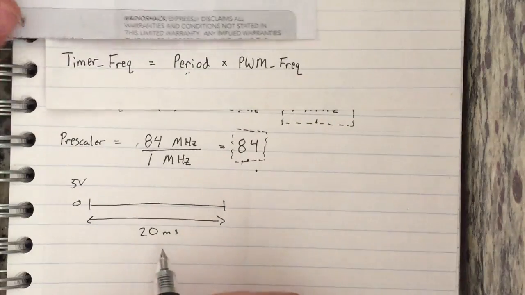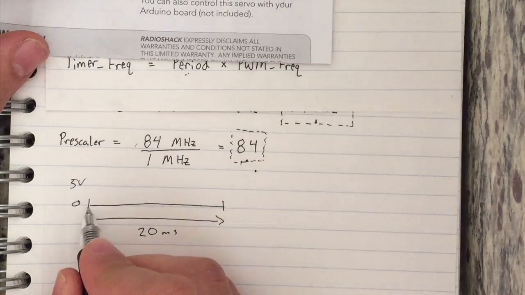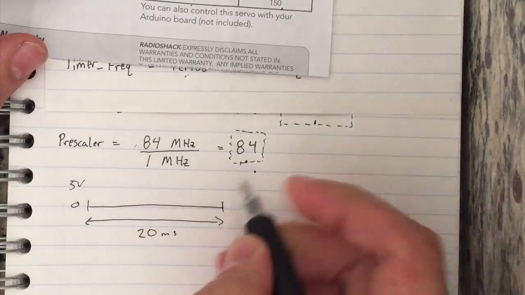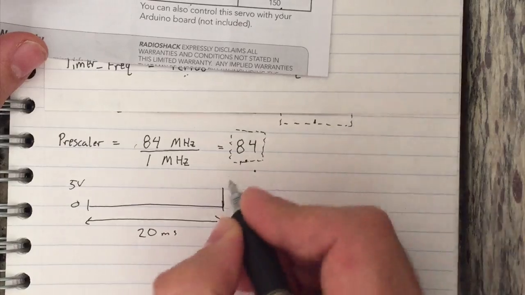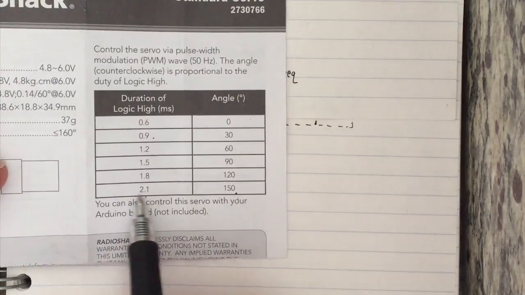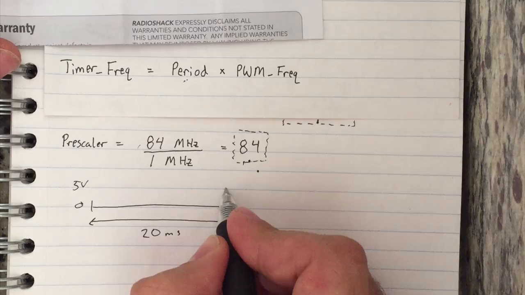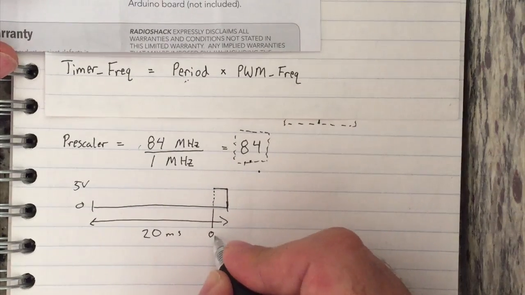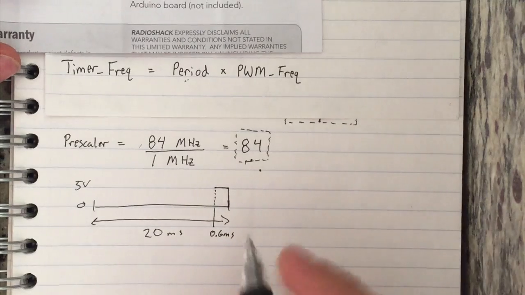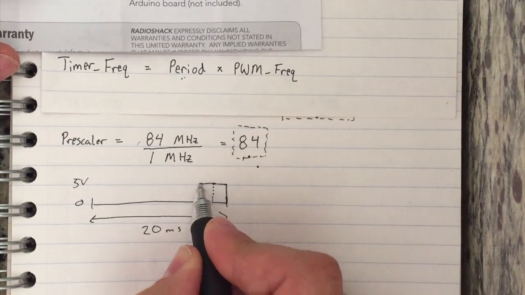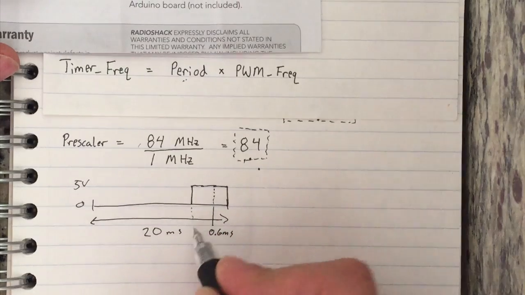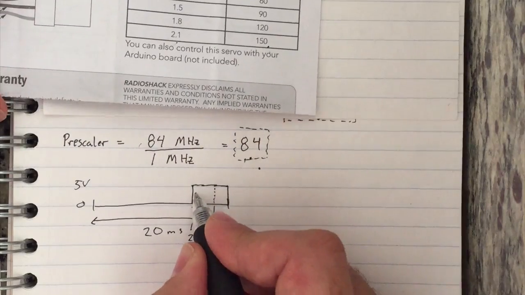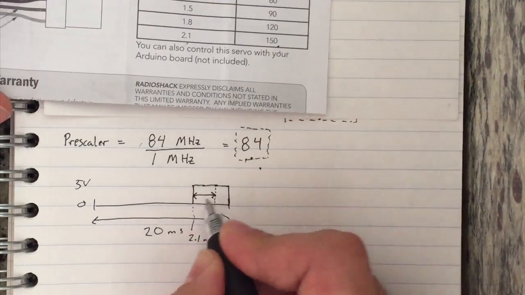Since our period is 20 milliseconds, we're not going to be switching on any values during the majority of this time. We have a 20 millisecond signal, and really we're only going to be using up to 2.1 milliseconds of that time. So it can go from right here, which corresponds to 0.6 milliseconds, and it can go all the way to 2.1 milliseconds.